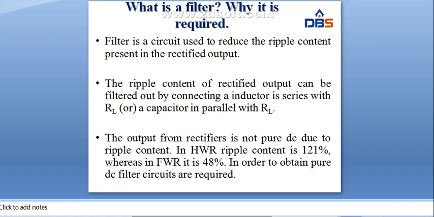The output from rectifiers is not pure DC. It contains both AC and DC signals. In a half wave rectifier, the ripple content is 121%, whereas in a full wave rectifier it is 48%. So to obtain pure DC, filter circuits are required.